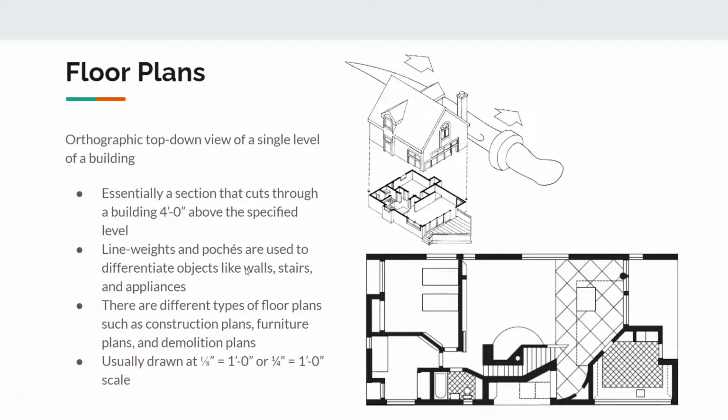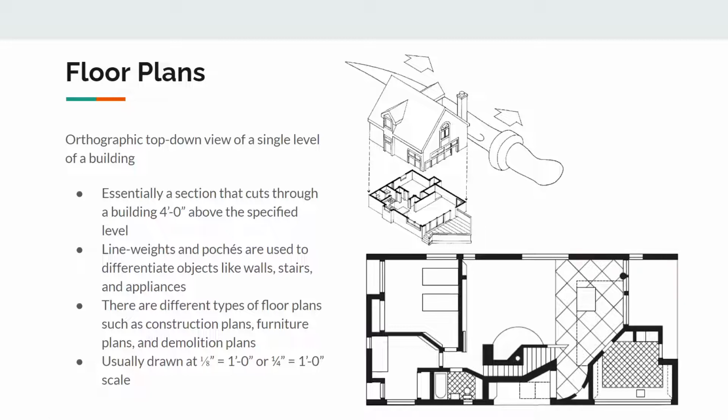Again, we're going to be differentiating objects using things like poches and hatches and also line hierarchies. When we're working in AutoCAD, that is a much more important factor than working in Revit, because Revit does a lot of things for you automatically, so you don't have to go in and manually mess with those line weights and things like that. And then there are going to be a bunch of different types of floor plans that we'll be producing.